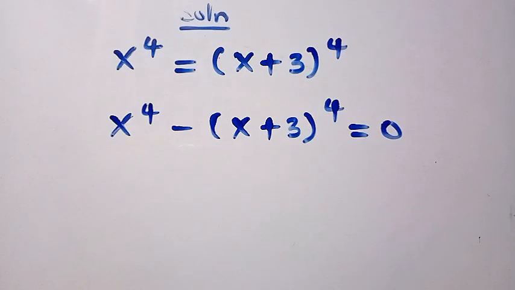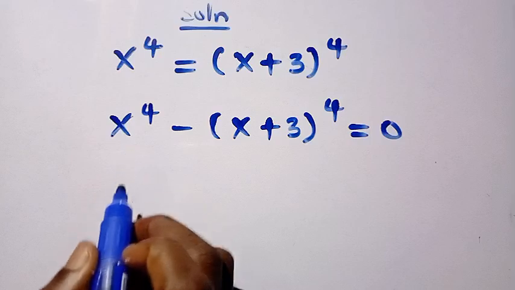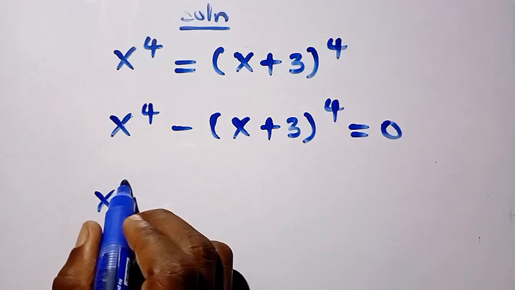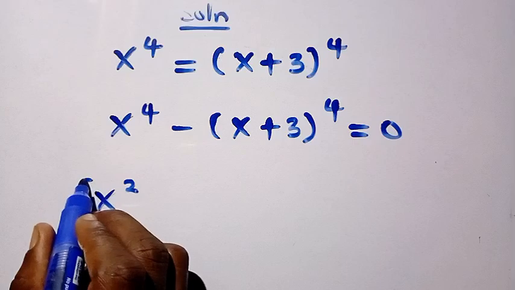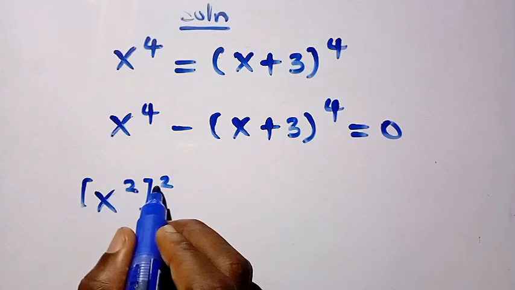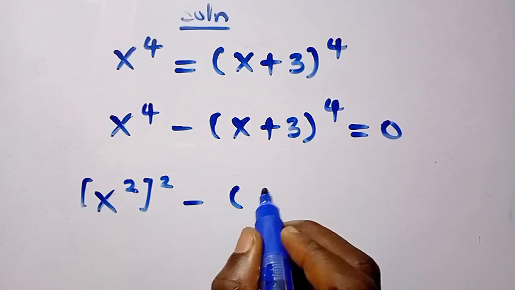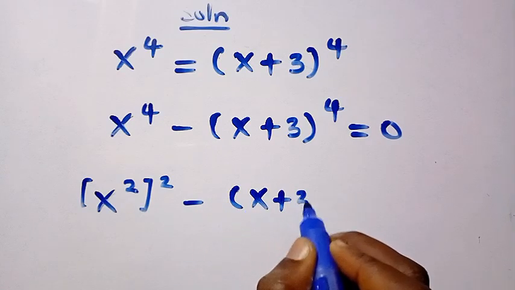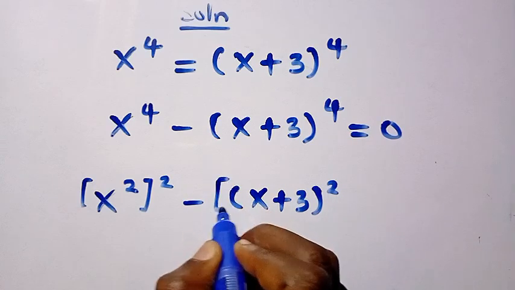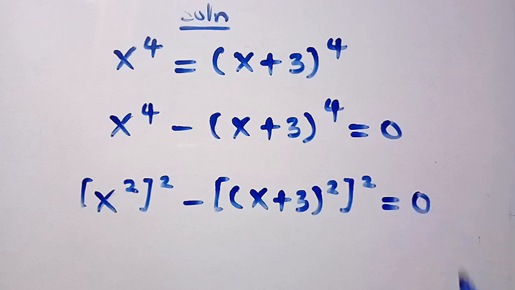Then after having this, x to the power of 4 here, we can break it as 2 times 2. And for every 2 times 2, when we apply the rule of indices, we can write this as (x^2)^2, because 2 times 2 here equals 4. Minus also this, we have (x + 3) to the power of 2, then all to the power of 2, equals 0.